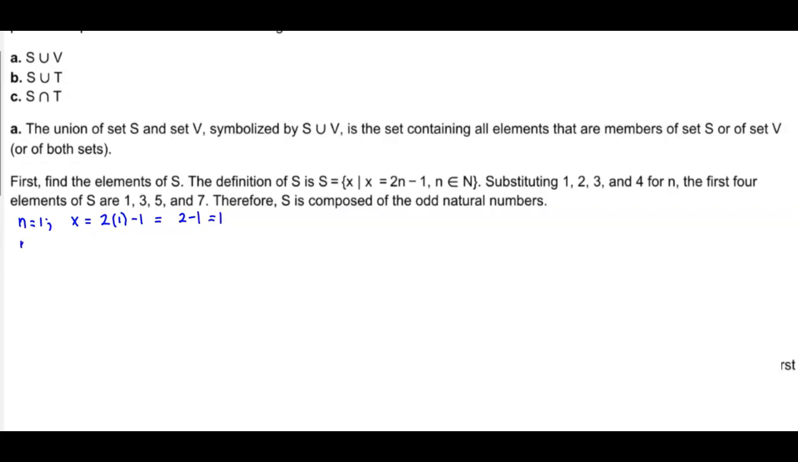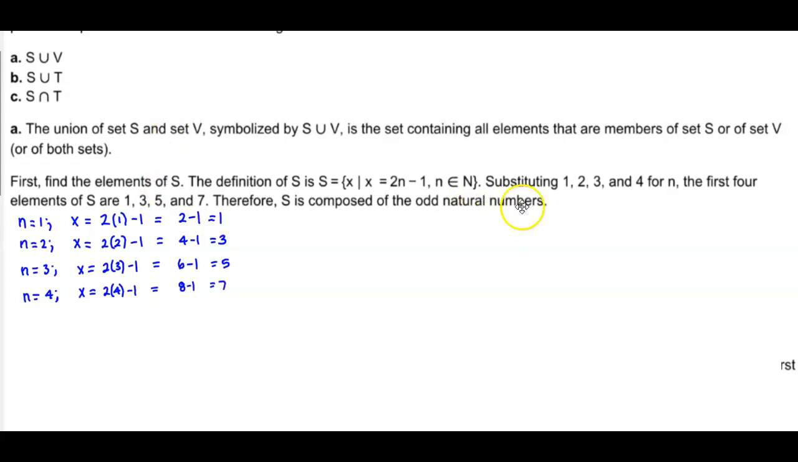Okay, if n is equal to 2, then x is equal to 2 times 2 minus 1, which is equal to 4 minus 1, which is equal to 3. And then if n is equal to 3, x is equal to 2 times 3 minus 1, which is equal to 6 minus 1, which gives us 5. And if n is equal to 4, then x is going to equal 2 times 4 minus 1. So that's 8 minus 1, which is equal to 7.